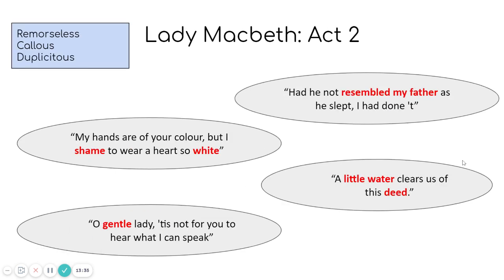Let's move on to Act 2 then. In Act 2, they actually go ahead with the murder. Hopefully you remember that.